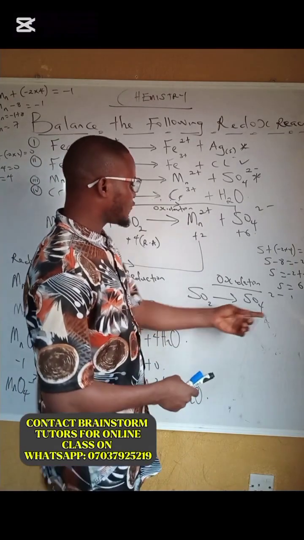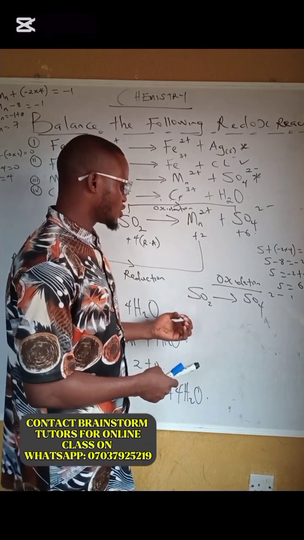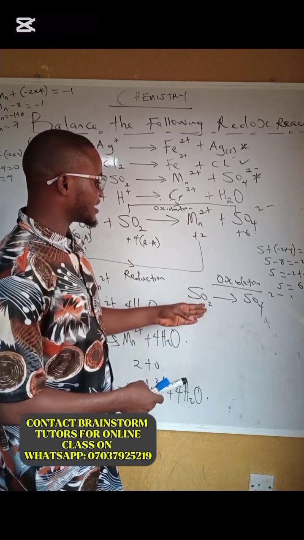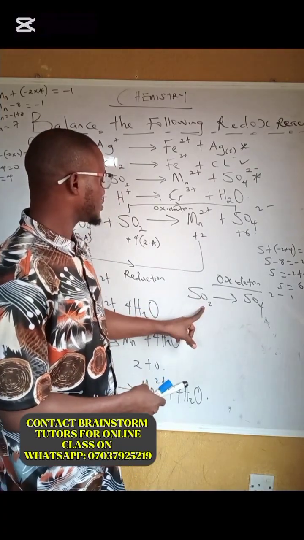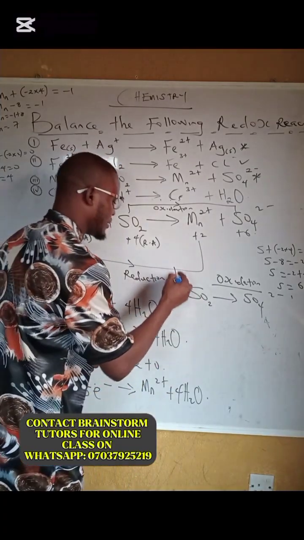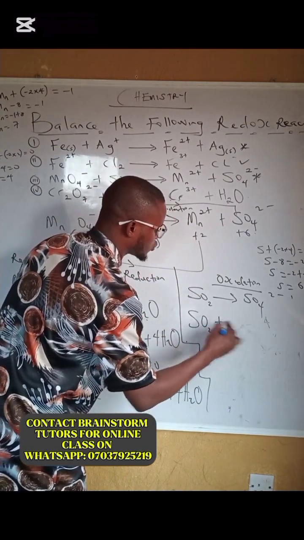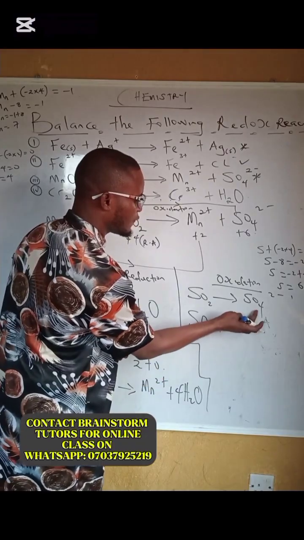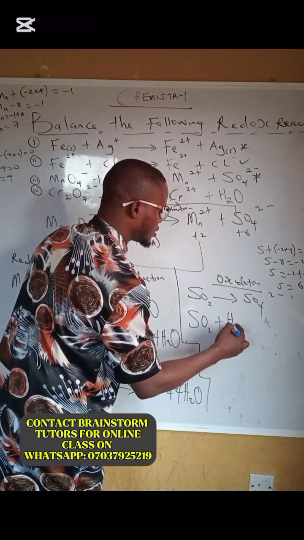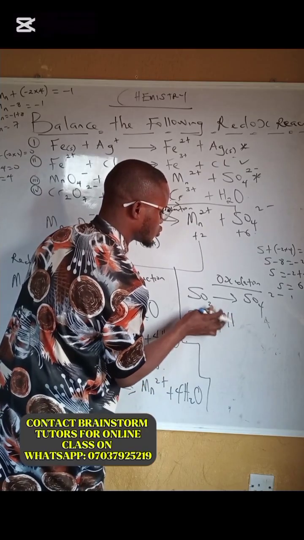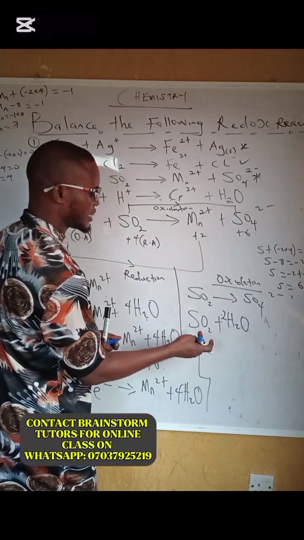Here also, we have oxygen at both sides. We add water molecules to the side that's lacking oxygen. This side is lacking oxygen, so I need to add water molecules here. So I'm going to have something like this: SO2 plus water molecules. We have 4 oxygen here, so I just need to add 2 H2O. So it is complete like that.